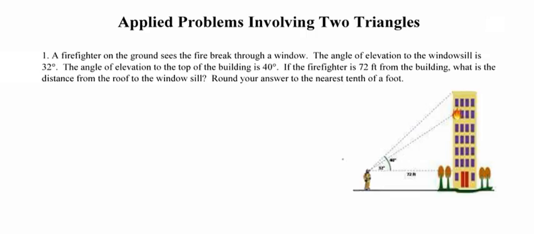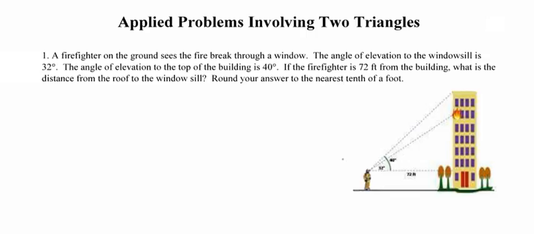So in the first example, we're given this scenario where a firefighter sees a fire break through a window. It talks about a couple of different angles of elevation, one to the windowsill and one to the top of the building. We know the firefighter is 72 feet away from the building, and they want to know the distance from the roof to the windowsill.